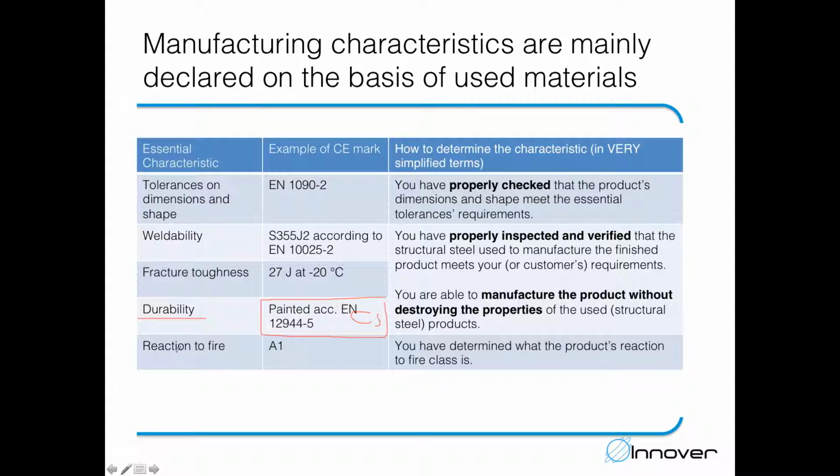And as for the reaction to fire, you are just declaring what is the reaction to fire class of the structural product. This is always A1 if you haven't coated the structural steel product. And it's also always A1 if you have coated the structural steel product with a coating that has organic content of less than 1%. And in other cases you have to just ask the coating manufacturer what the reaction to fire class is. But this is usually just automatic A1.